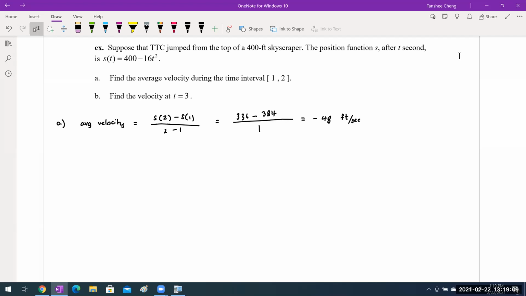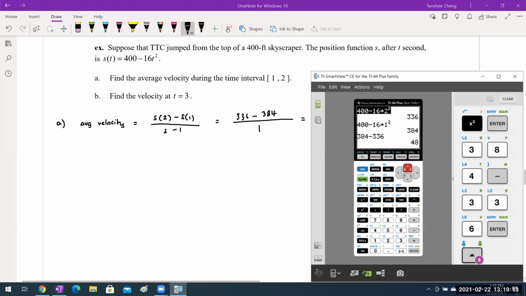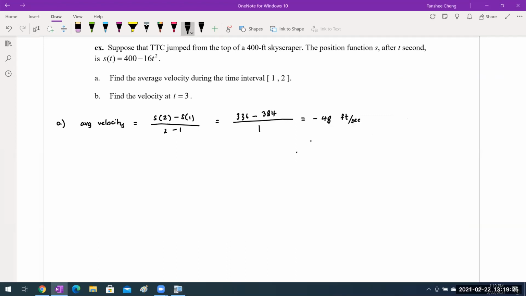So when you use a calculator and compute that, 400 minus 16 times 2 squared is 336, and 400 minus 16 times 1 squared is 384. And when you subtract, that'll give us negative 48. This is a negative value, right? That's basically going in the downward direction. That's what this negative means.